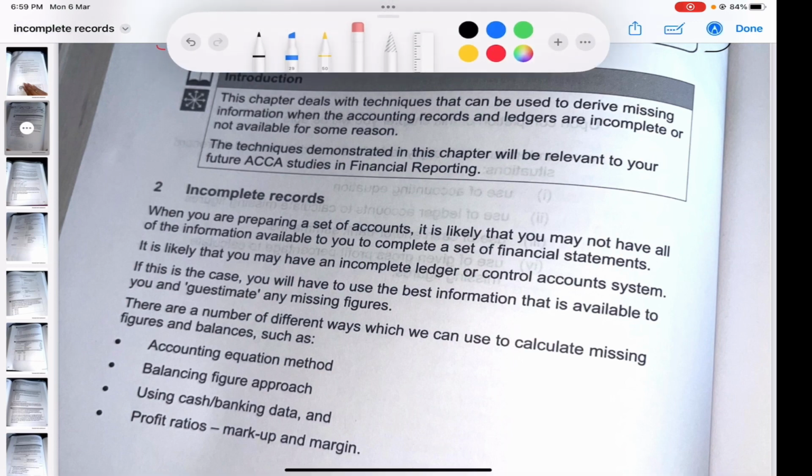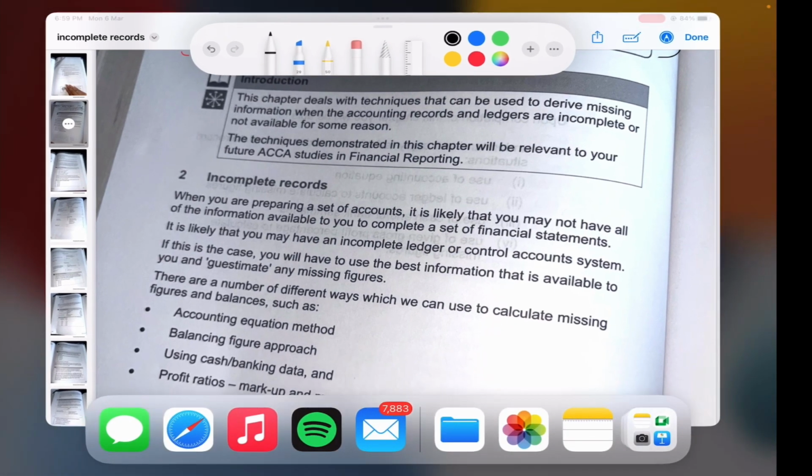When you are preparing a set of accounts, it is likely that you may not have all the information available to complete a set of financial statements. It is likely that you may have an incomplete ledger or control account system. If this is the case, you will have to use the best information available and estimate any missing figures. There are a number of ways to calculate the missing figures. The first one is the accounting equation method. We will discuss that in detail now.